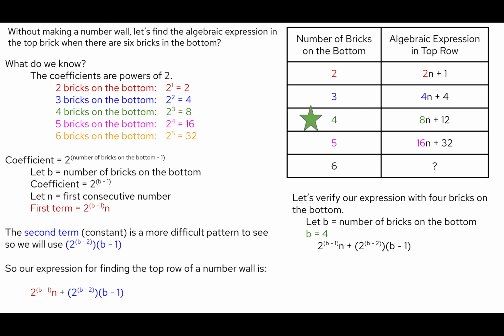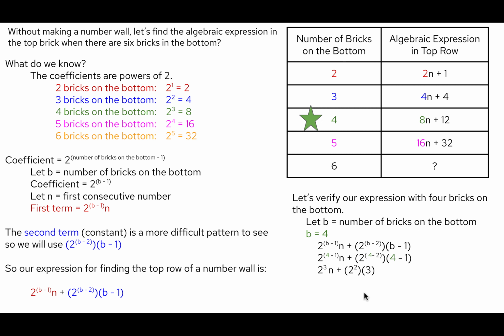And here's my fancy expression that makes me look so smart. Okay, so all we have to do here is replace all of the B's with the number 4. Here we go. So 2 to the power of 4 minus 1, n, plus 2 to the power of 4 minus 2 multiplied by 4 minus 1. And now we're going to simplify this. All right, so 2 to the power of 4 minus 1. Well, the difference between 4 and 1 is 3, so 2 cubed n, plus 4 minus 2 is 2, so 2 squared multiplied by, and 4 minus 1 is 3.